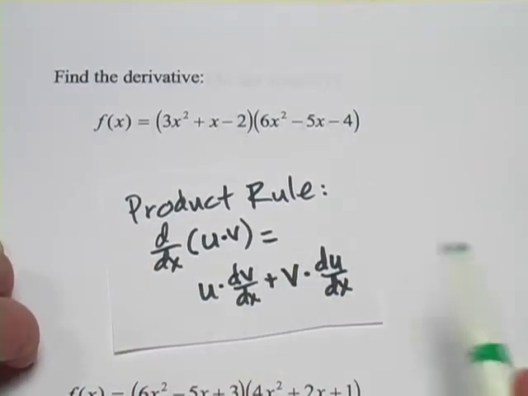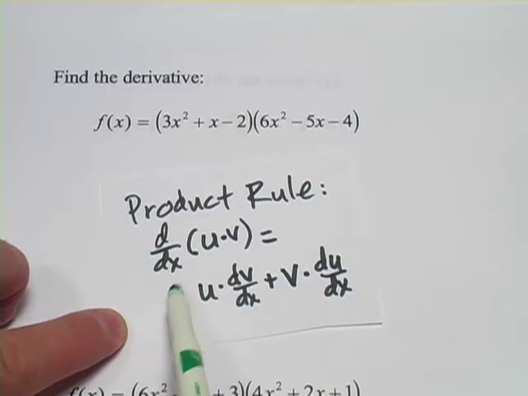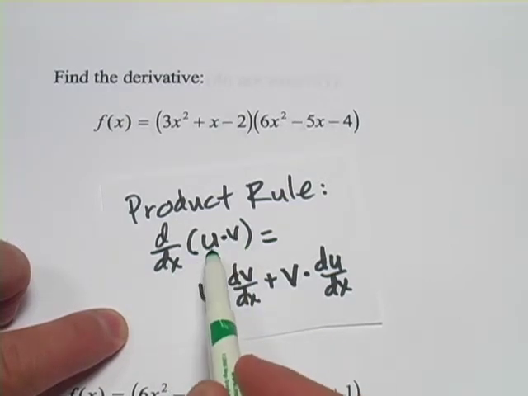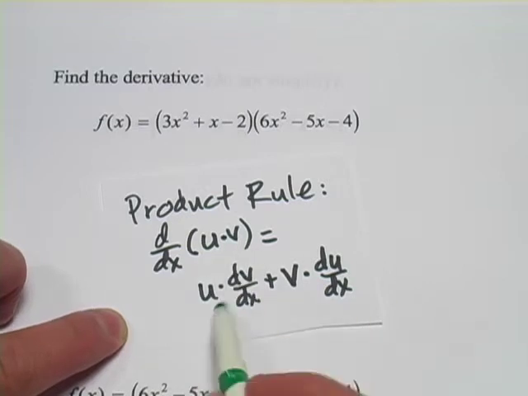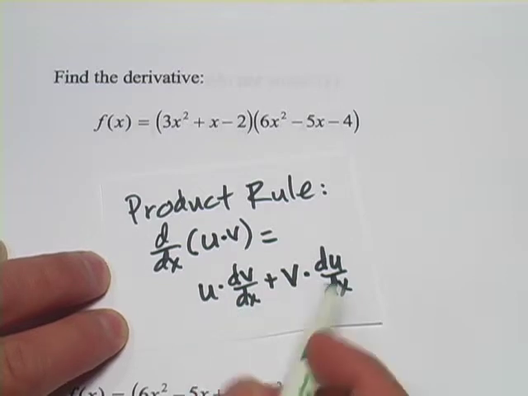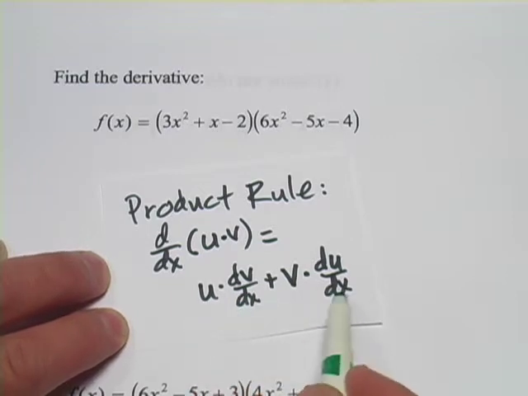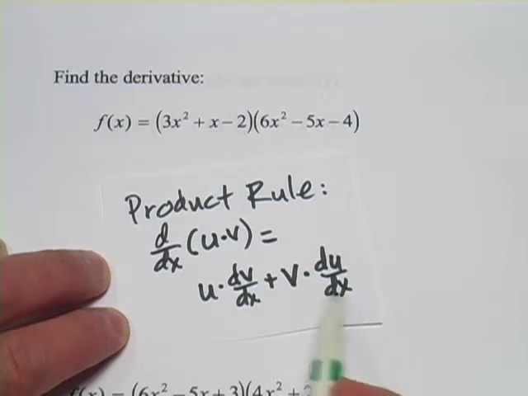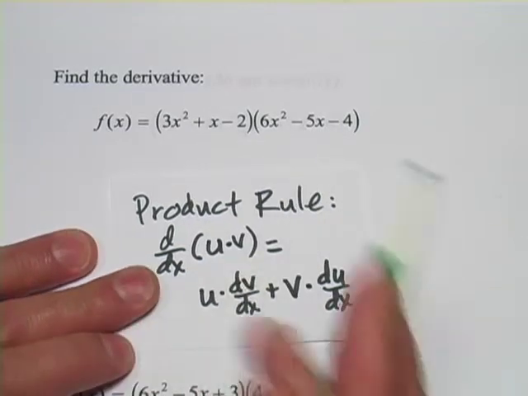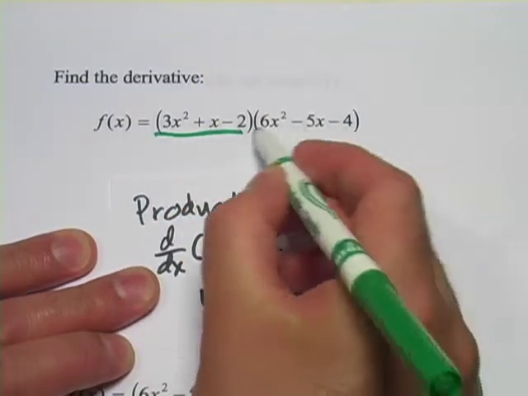And what the product rule says is the derivative, d/dx, of two things multiplied together, we'll call them u and v, equals the first thing times the derivative of the second thing, so u times dv/dx, plus the second thing times the derivative of the first thing, so v times du/dx. So this is what we're going to apply here. So this is our first thing, and this is our second thing.